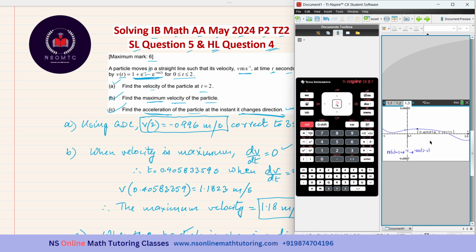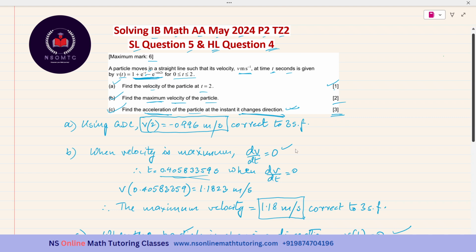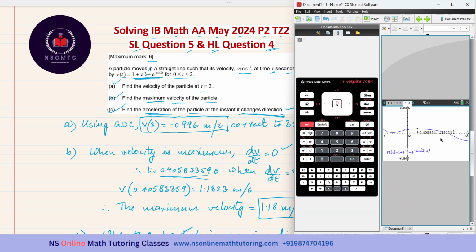So the x value, the time, is 0.40583. This is the one that we had written. And the maximum velocity value is 1.1823. Up to 3 significant figures, it is 1.18. So this is the answer for the subpart B.